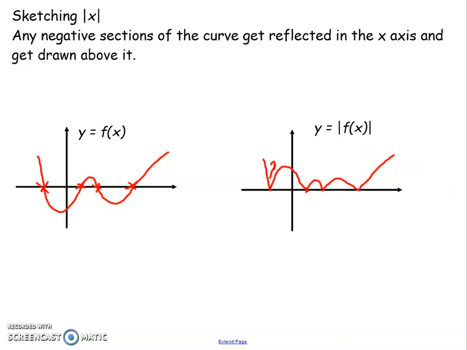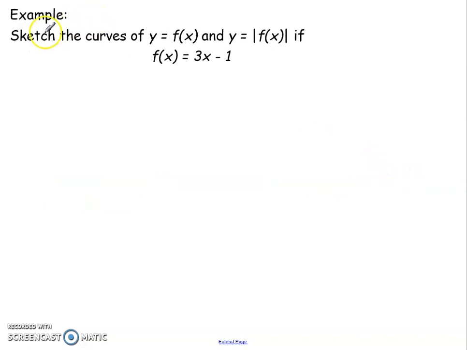So I'll show you a couple of examples of what I mean with that. Let's imagine I'm going to sketch the curve of y equals f of x, and then y equals the magnitude of f of x, and I'm going to tell you that f of x is equal to 3x minus 1. So that's quite nice. It's a nice straight line function.